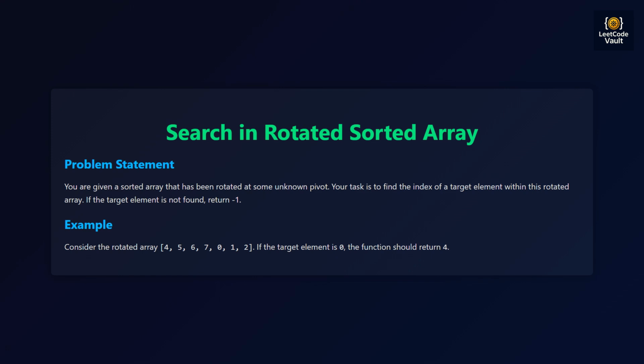The problem statement is as follows. We're given a sorted array that's been rotated at some unknown pivot point. Our task is to efficiently determine if a target number exists within this rotated array. We need to return the index of the target if found, otherwise we return -1.